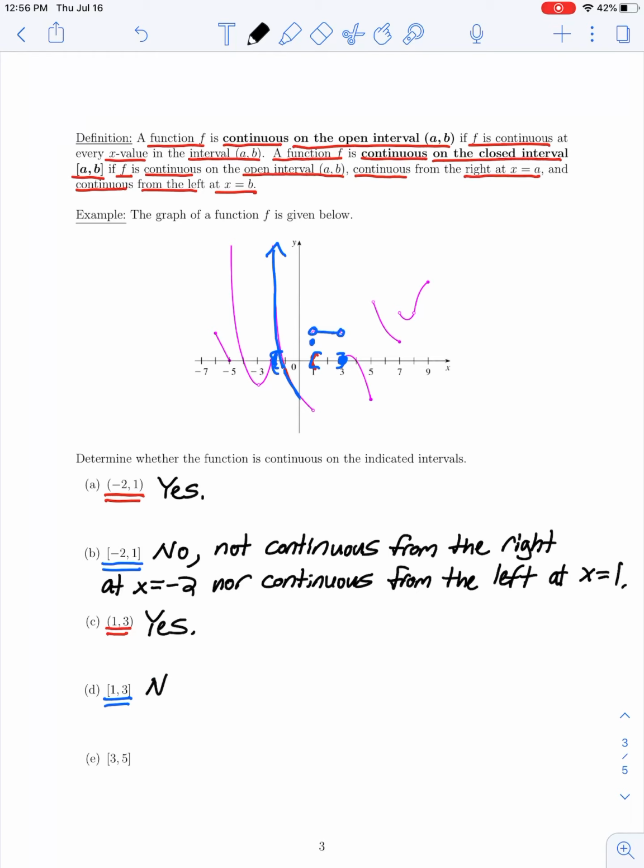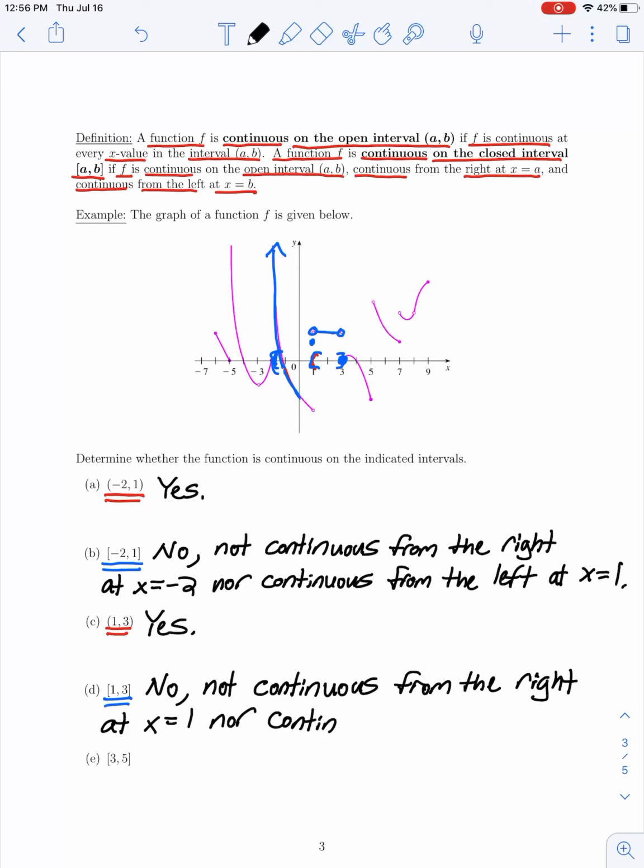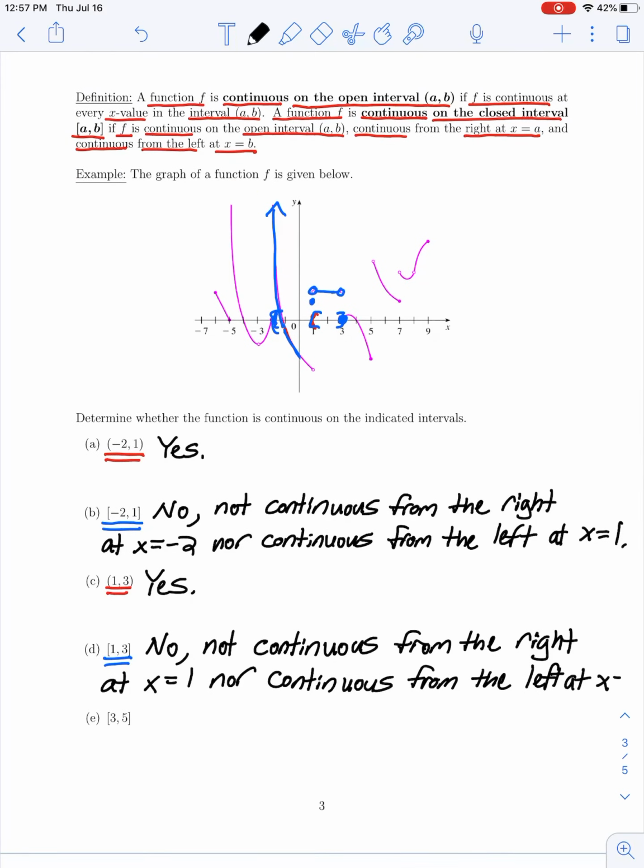So in this example, we could say, no, this is not continuous from the right at x equals 1, nor continuous from the left at x equals 3.